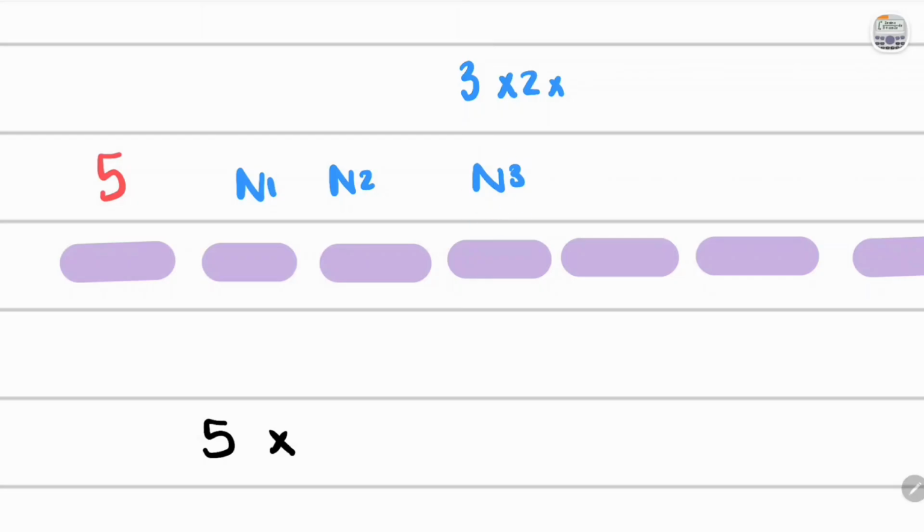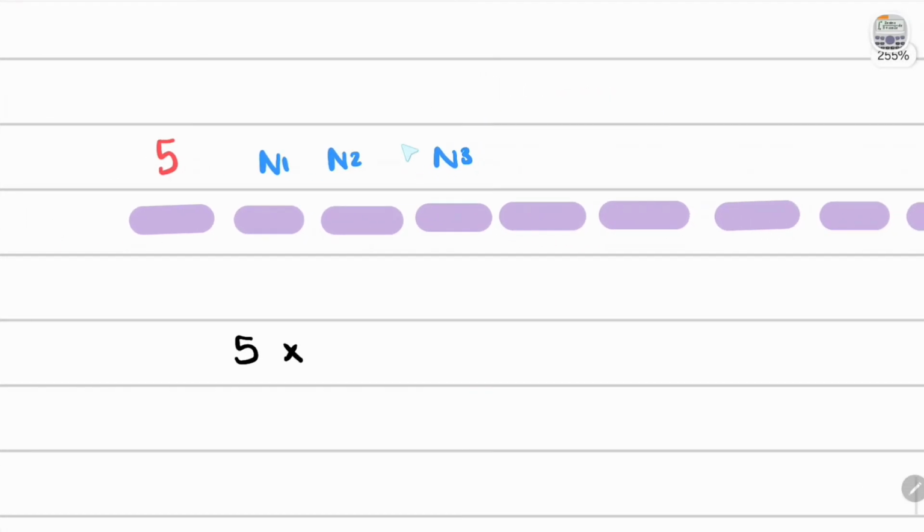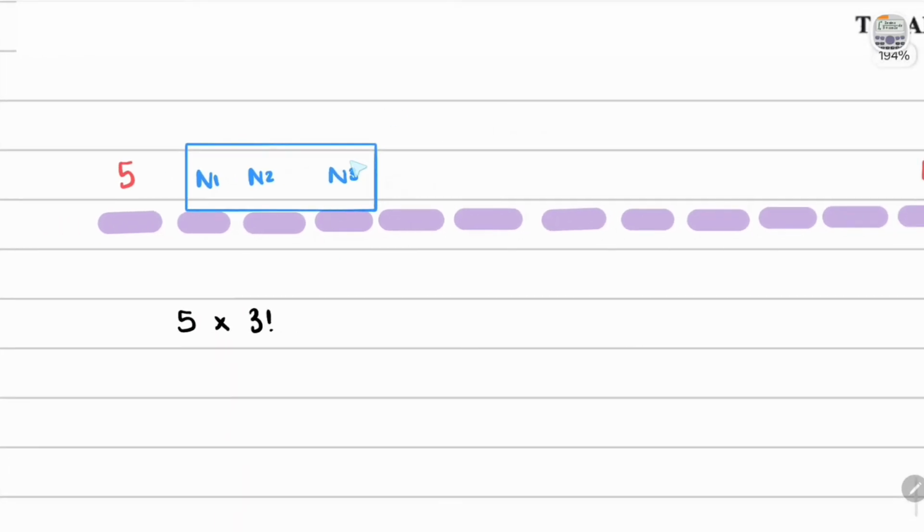Okay, only 1 spot left since they need to be placed next to each other. And so that creates 3 times 2 times 1, which is 3 factorial. So we see that on their own, they create 3 factorial. The total ways that they can be placed as a group is 3 factorial. So we're done with that.